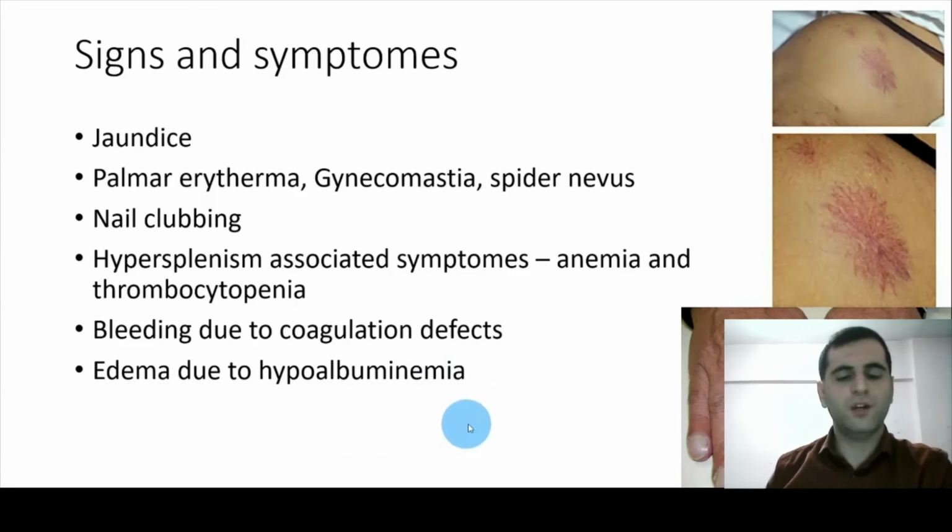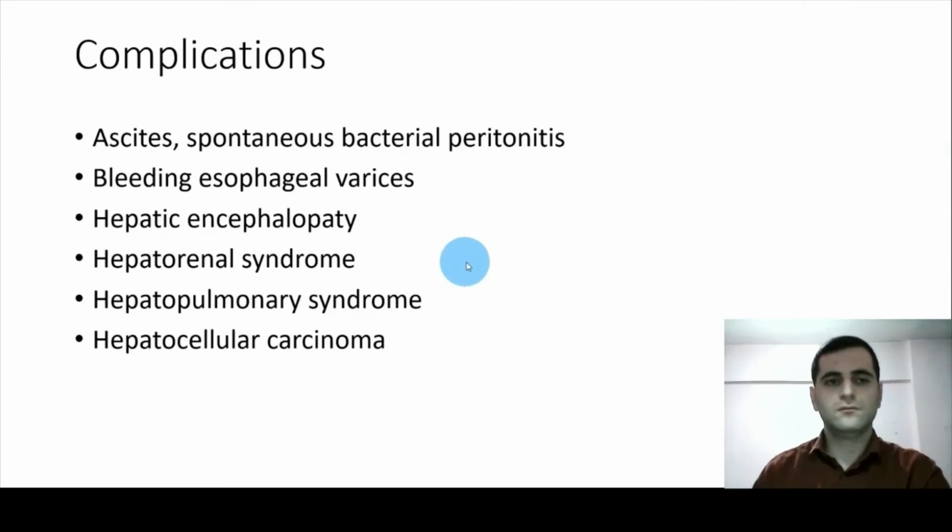Edema due to hypoalbuminemia: as I have already told you, the liver synthesizes albumin, and when the liver can't function properly, albumin is not synthesized. So during hypoalbuminemia, the oncotic pressure decreases, which may cause edema. Especially pretibial edema is very prominent.